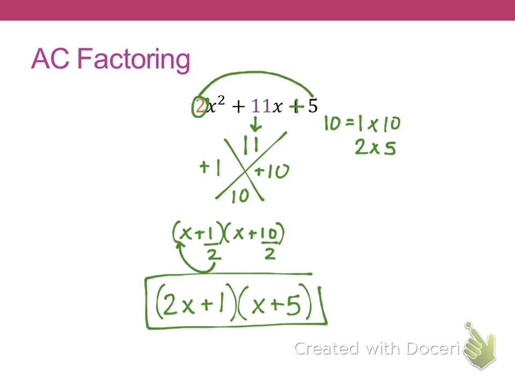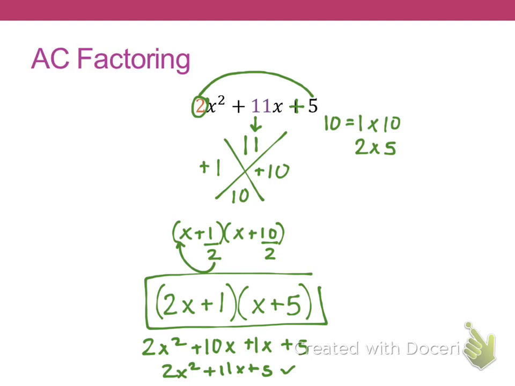Okay, now let's FOIL it out just to double check. 2x times x is 2x squared. 2x times 5 is 10x. 1 times x is 1x. 1 times 5 is 5. 2x squared plus 11x plus 5. So, does it match up with the original? Yes, it does. So I know I have the right factors. Okay?